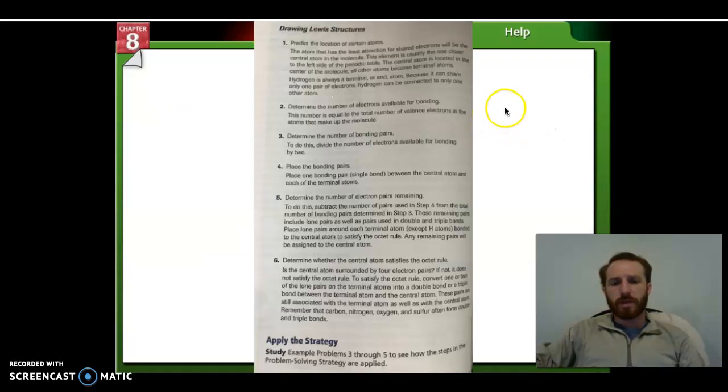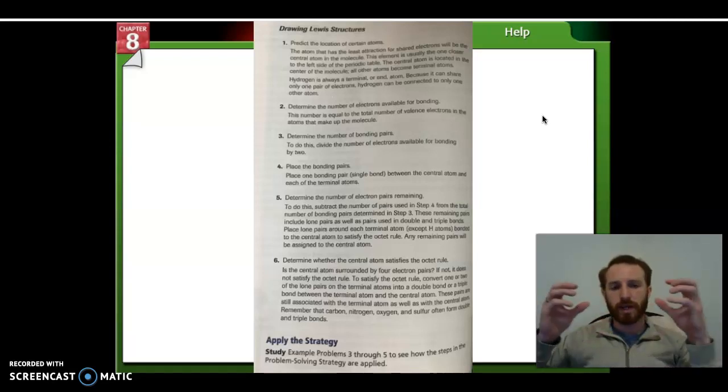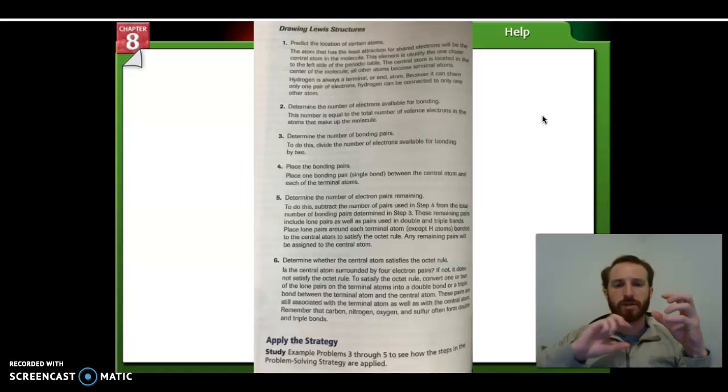Okay, so these are the basic steps to drawing a Lewis structure. The first thing you want to do is predict the location of atoms, right? Is there a central atom? A central atom is going to be the atom that the most things will bond around. So in methane, CH4, the central atom would be carbon, because carbon is going to have 4 single covalent bonds that it wants to form with those hydrogens, and so they're going to form all around the outside. We call them terminal atoms, and we call the center one, the carbon, a central atom. So it's always important to figure out what that central atom is.